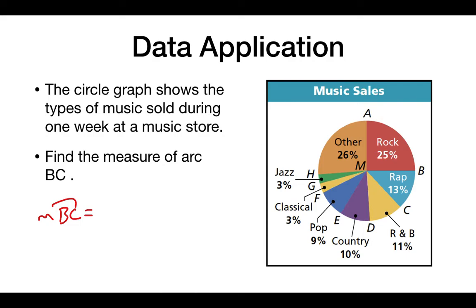So in this case, 13% is just meaning 13% of the circle. So what we would do is we would say 13% or 0.13 times how many degrees are there total? 360 degrees. So we put that in the calculator: 0.13 times 360, and we get 46.8 degrees.